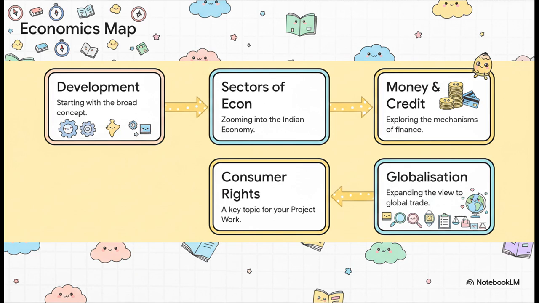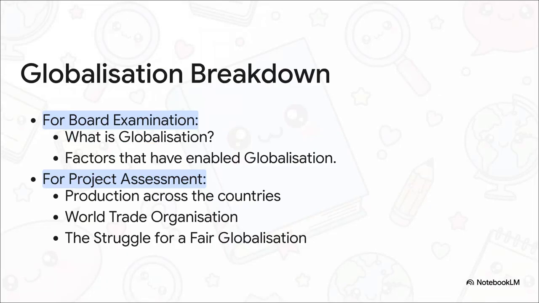But wait, look at that last one, consumer rights. See how it's specifically marked for project work? That's a super important detail, and we'll circle back to it, for sure. Now, speaking of globalization, this chapter has a really unique structure. Your syllabus is basically giving you a cheat sheet here. It tells you that the core concepts, like what even is globalization and what factors made it happen, that's what's going to be on your main exam. But then the more hands-on topics, things like the World Trade Organization or the fight for fair globalization, that stuff is specifically for your interdisciplinary project. You've got to pay close attention to that split.